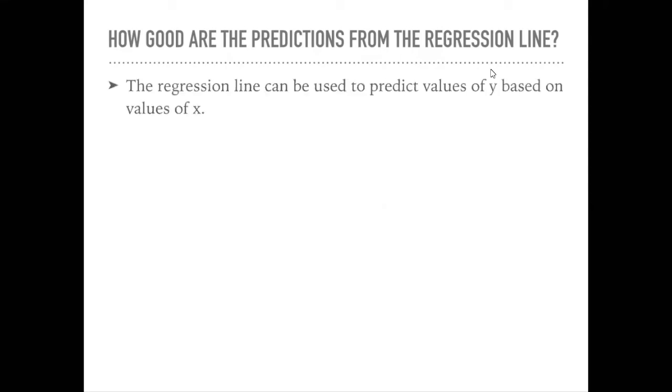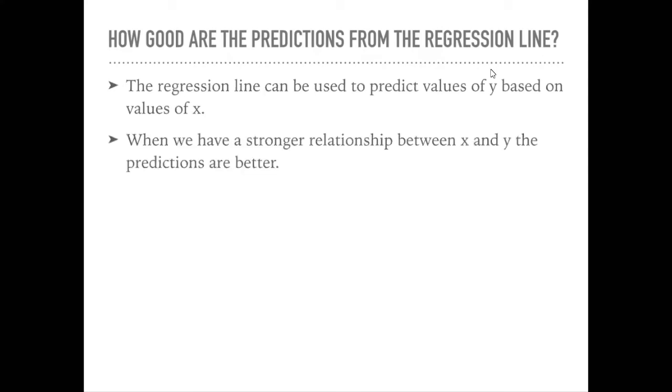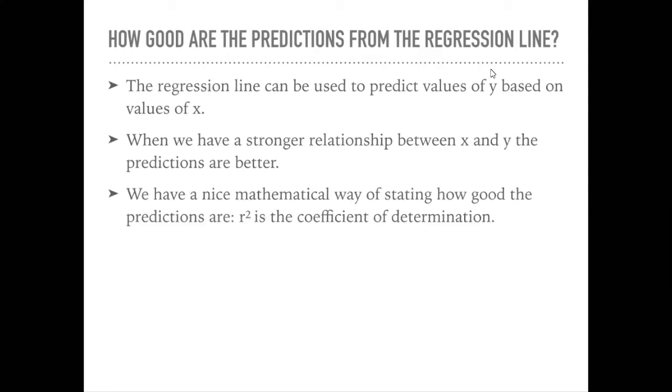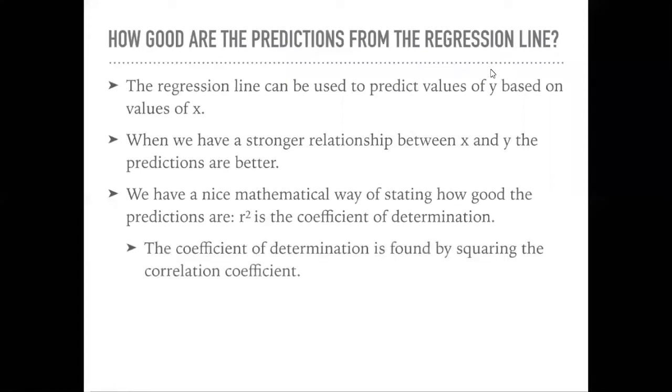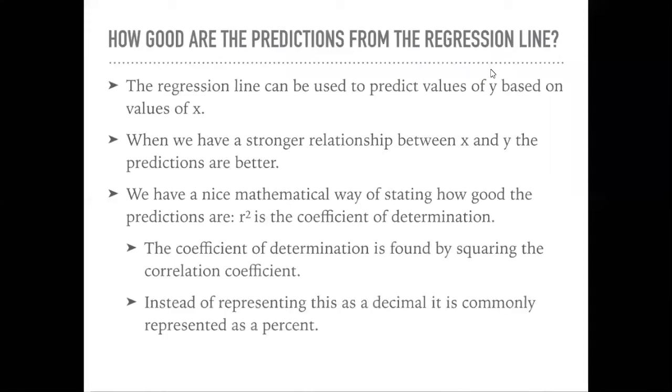So the regression line can be used to predict Y values based on X values. When we have a stronger relationship between X and Y, the predictions are better, which makes sense, right? We have a nice mathematical way of actually stating how good they are. So R squared, our correlation coefficient squared, is going to be something called the coefficient of determination. The coefficient of determination is found by just squaring your correlation coefficient. And instead of writing this as a decimal, it's commonly written as a percent.